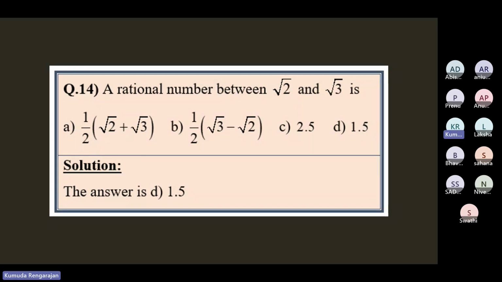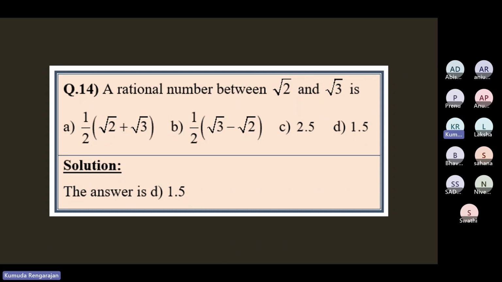Is option A a rational number, children? No, ma'am. Is option B a rational number? No, ma'am. Yeah, option A is not a rational number. Option B is also not a rational number. Is option C a rational number? Yes, ma'am. Is option D a rational number? Yes, ma'am.